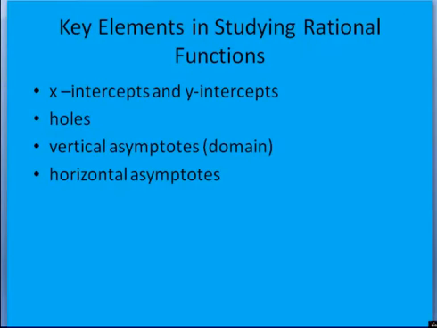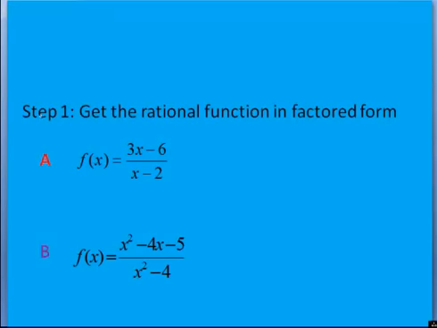The key elements, like I said, that you're going to have to be watching out for are x-intercepts and y-intercepts, holes, vertical asymptotes, and also domain. That's going to go right along with the holes and the vertical asymptotes, and then horizontal asymptotes. So I'm going to be giving you a step-by-step method of finding these particular key elements.